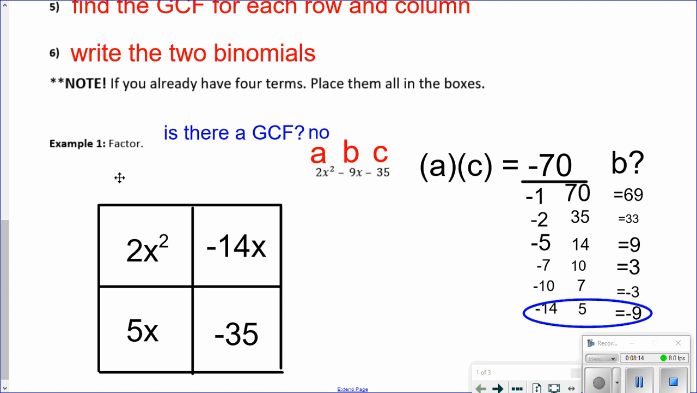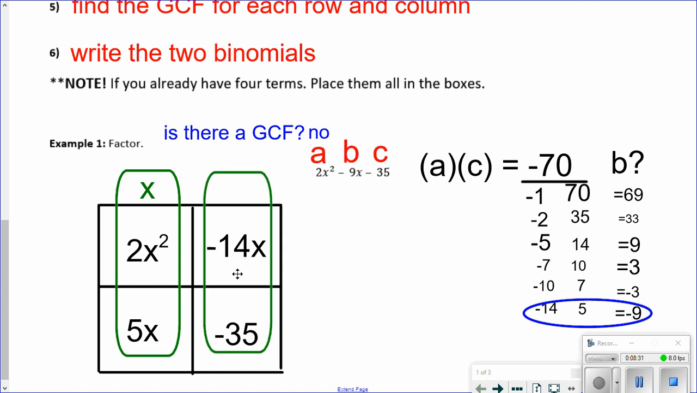The first thing I'm going to do is look at these two. What's the GCF of 2x squared and 5x? What do they have in common? Can I divide 2 and 5 by anything? No. They both have an x, so that's my GCF, and I write that at the top. Then I look at the next group, negative 14x and negative 35. I can divide them both by negative 7, and this one is the only one with an x, so negative 7 is my GCF. That's actually my first binomial.